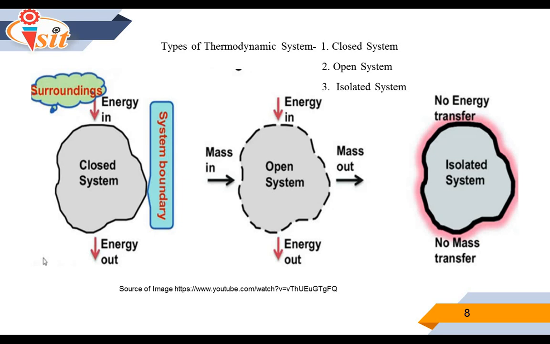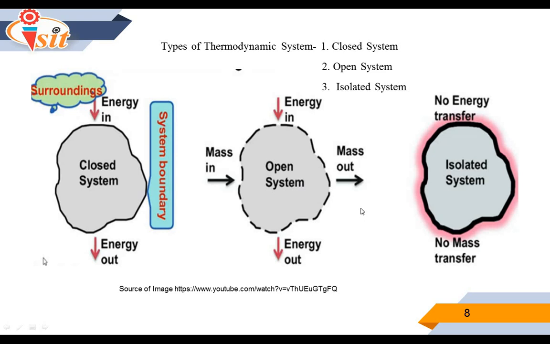That's why an open system permits both mass and energy, in terms of heat and work transfer, across the boundaries, and mass within the system may not be constant. That's why this is called an open system. In this figure you can also see energy in, energy out, mass in and mass out. That means energy and mass are both transferred in an open system.